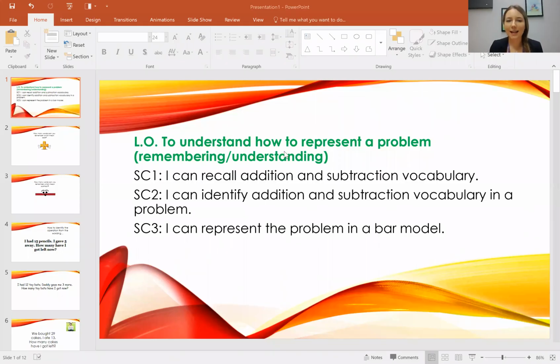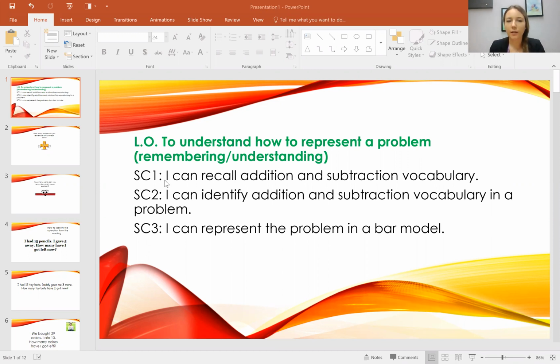Everybody. Over the next few days, we are going to be looking at how to solve word problems. So today's lesson, you're learning to understand how to represent a problem. Before we solve problems, we need to think about how to represent them and how to understand what we have to do. So this is a remembering and understanding lesson.